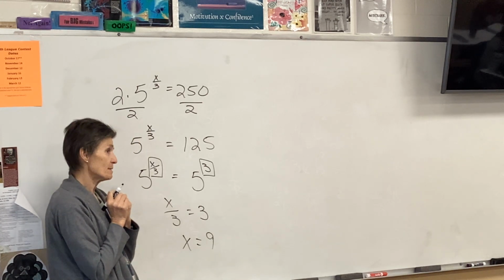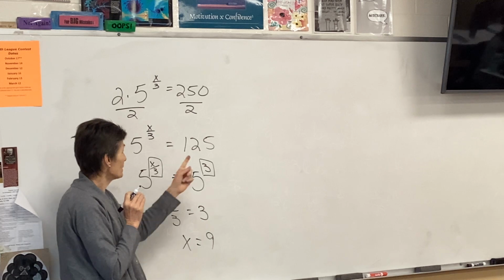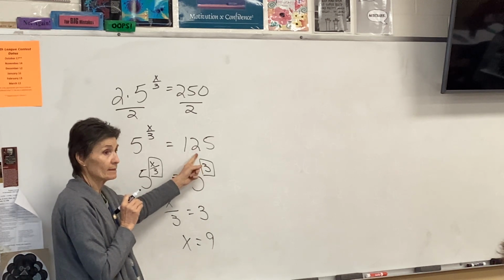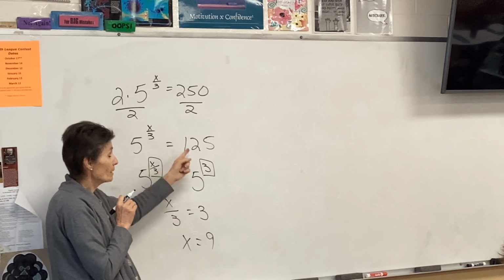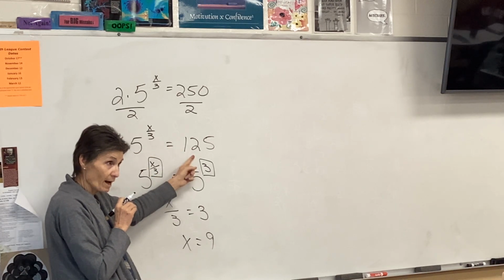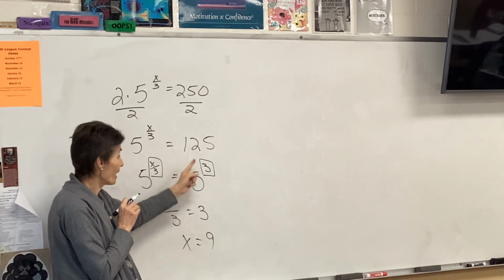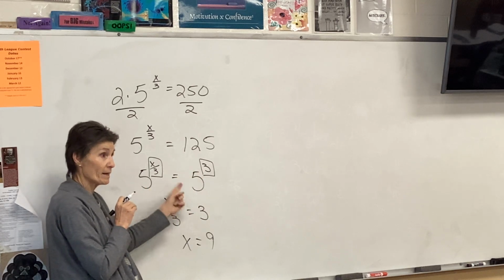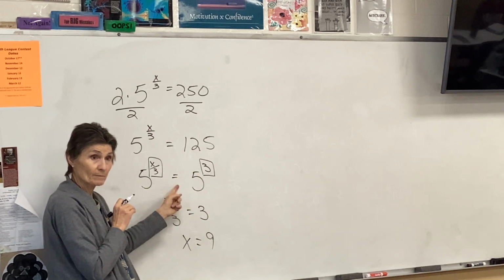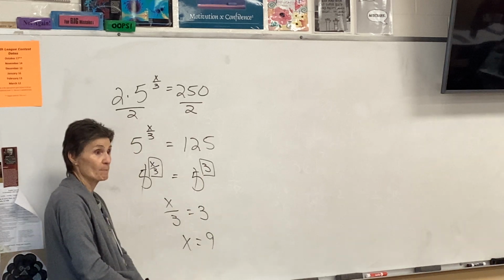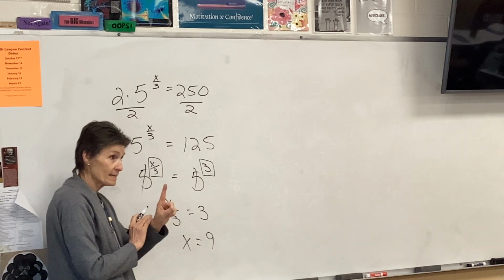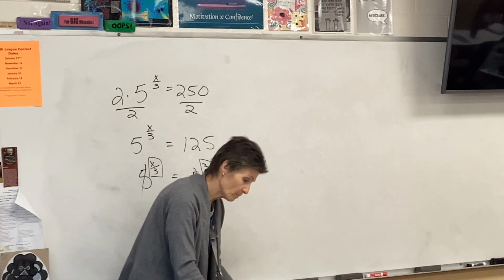Now, the key to being able to do that problem was recognizing that you had a 5 on this side and 125 on this side, but 125 was 5 to the third, so you could make them both 5s. Because when you make them both 5s, then you can adjust the exponents. So that's the key. All right, so let's try it with the next one.